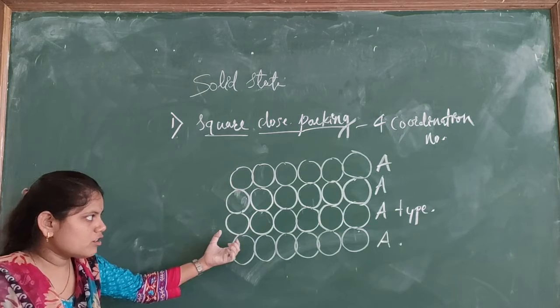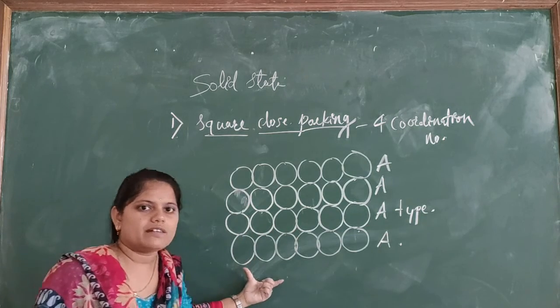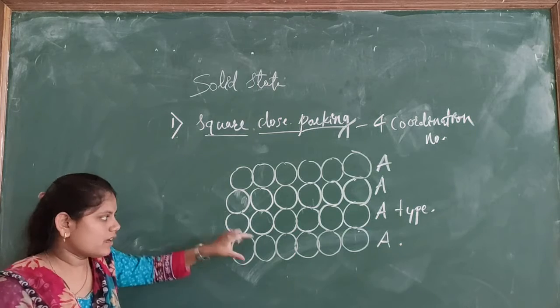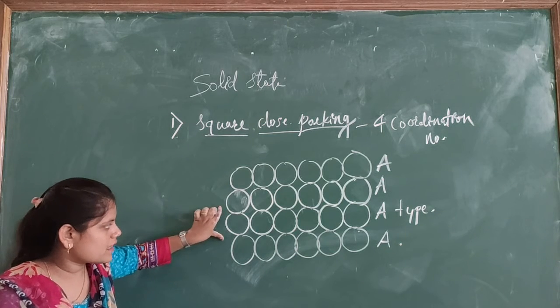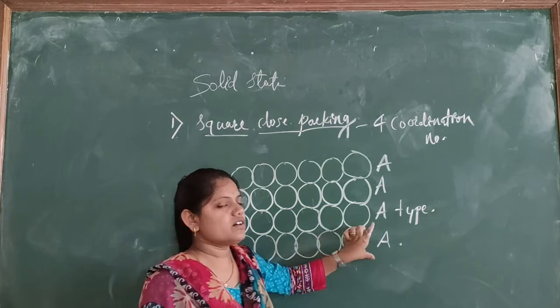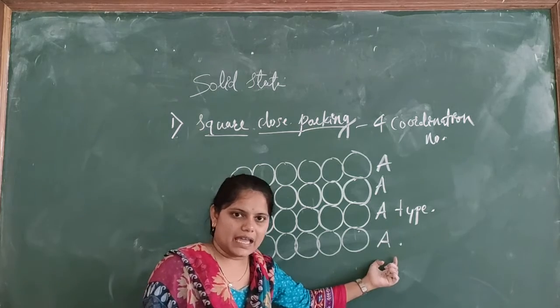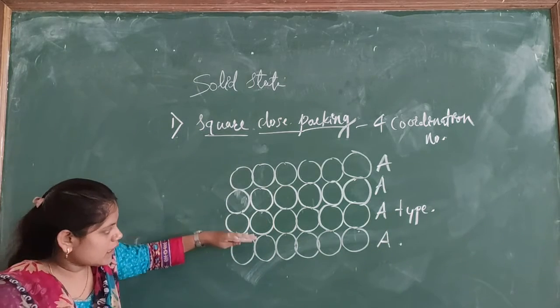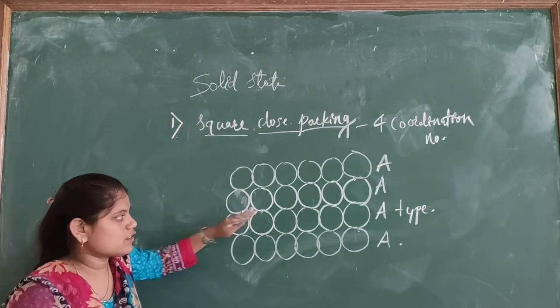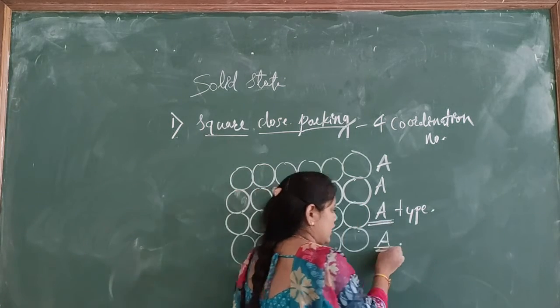Here the second row will be present in contact with the first row in such a way that the second row will be present exactly above the first row. Now if you consider this first row will be the A type, the second row present exactly above the first row is also the same type. So I have written here A type.